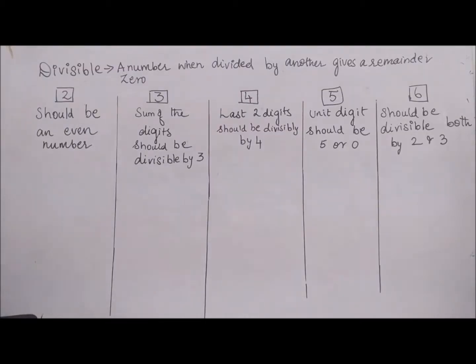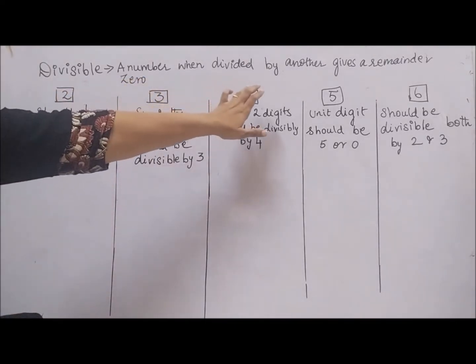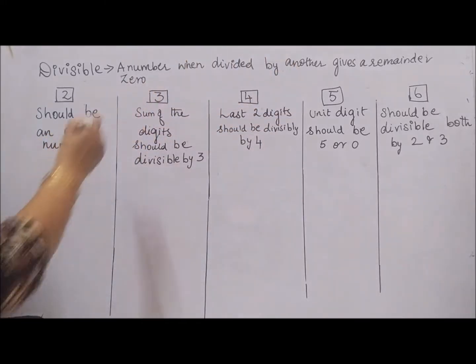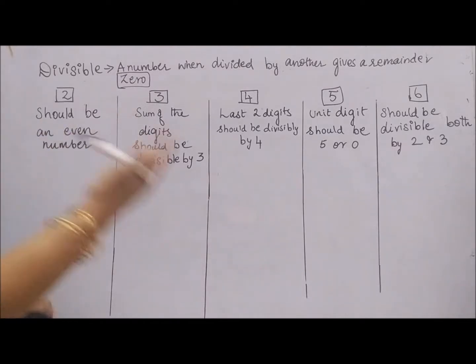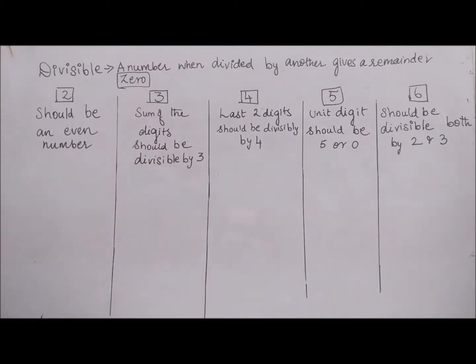Now we will see divisibility rules. What do you mean by divisible? Divisible means when a number is divided by another number, the remainder will be 0. You will get a remainder 0. That means it's completely divisible. The other word, the one which divides the other number, is a factor. So there are a few rules so you can easily find out whether the number is divisible by this or not.